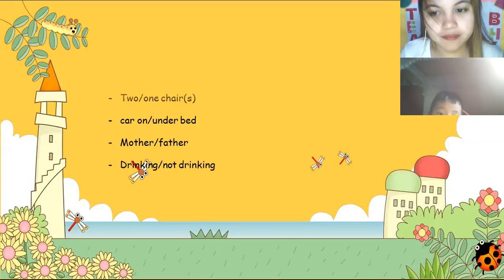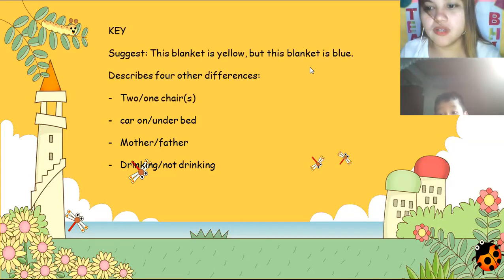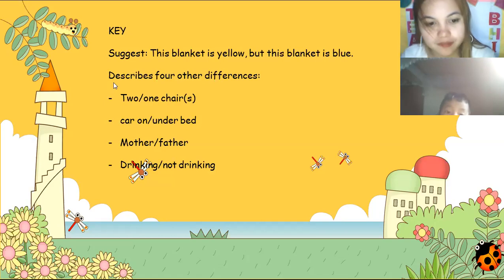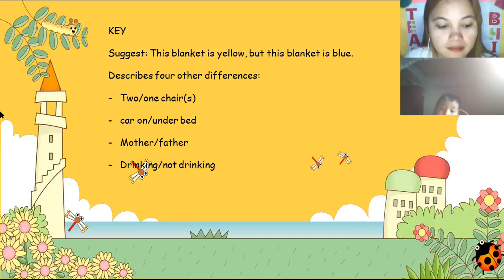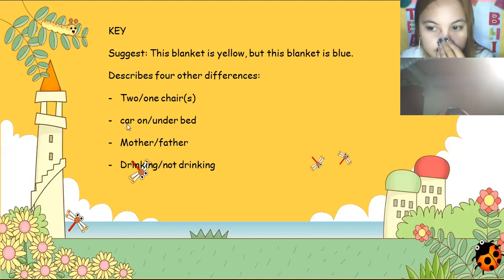All right. Oh, here is the answer, monkey. Can you read what's on the screen, monkey? That is the answer. Okay. Can you read it? This blanket is yellow. Can you read it? Blue. Oh, next. Two, one chair. Okay, next. On, under bed. Mother, brother, drinking, not drinking. Yeah, so we got everything correct.